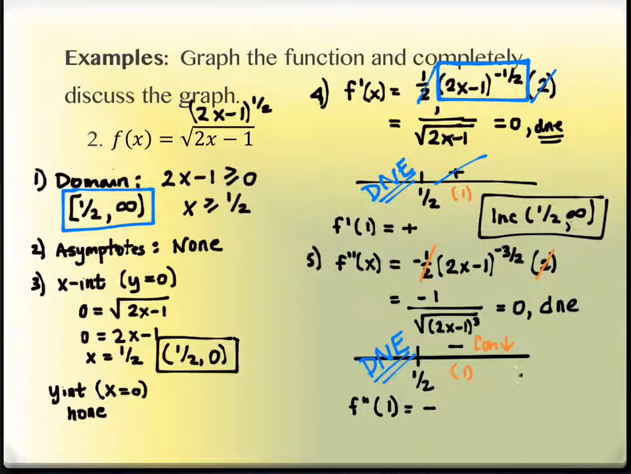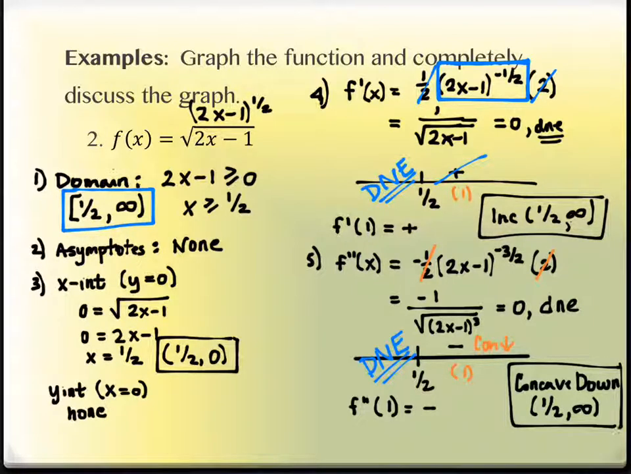So this graph is concave down where? Yeah, 1/2 to infinity. It's concave down everywhere on its domain. The entire graph is increasing and concave down. That's what that told us. Okay, so the graph for this one is pretty clean because I don't have a lot of different things going on. So that part's kind of nice.